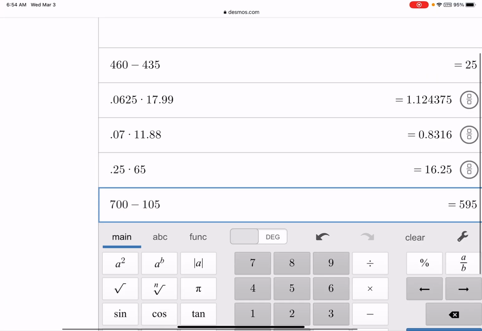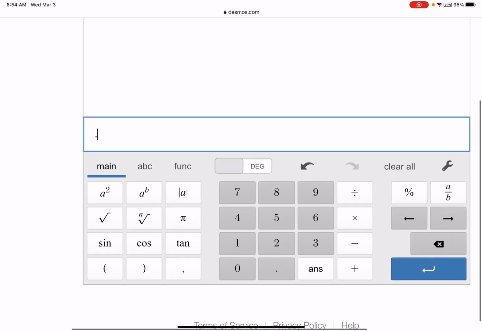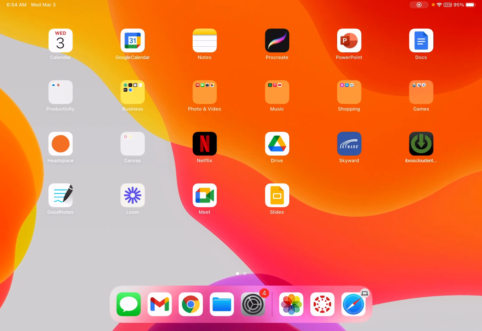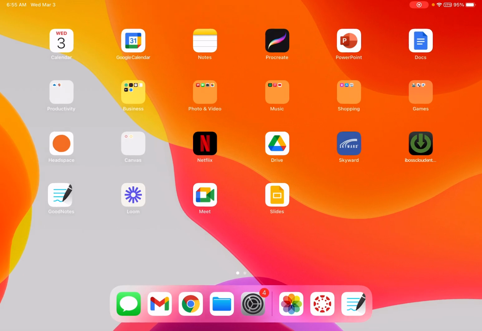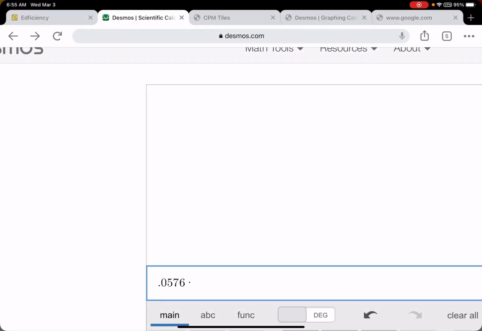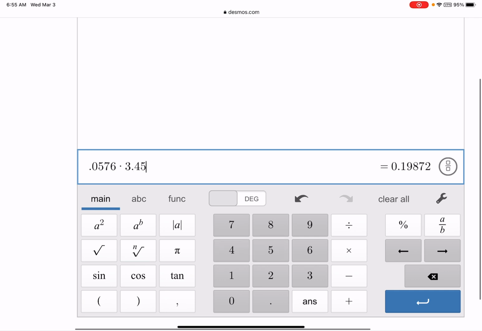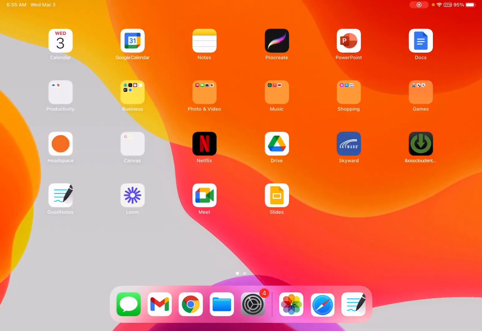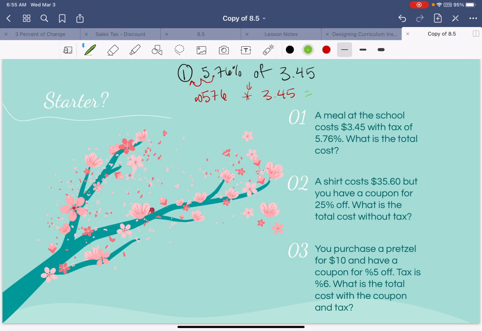So we're gonna come down here into our handy dandy Desmos and do 0.0567 times 3.45. And we get that tax equals this number, 1.98. So the 8 is bigger than the 5, so it's going to bump the 9 up 1. But that bumps the 9 up to 10, which means our 1 actually becomes a 2. So in all, our tax equals just 20 cents. That's how much the government wants, is 20 cents.